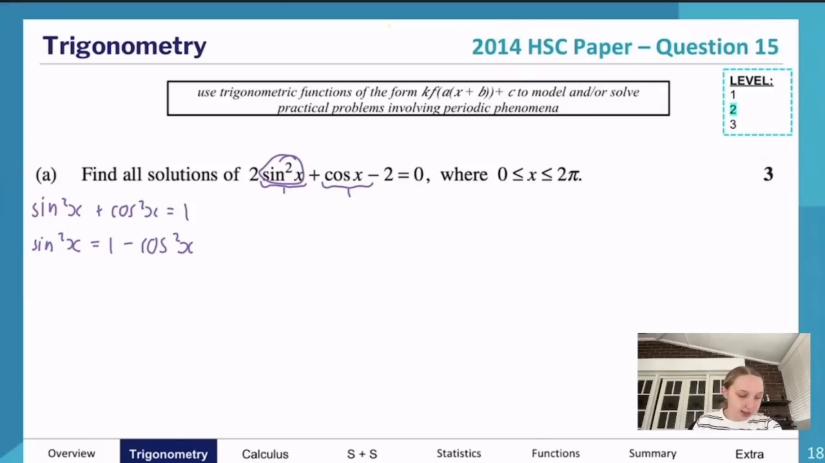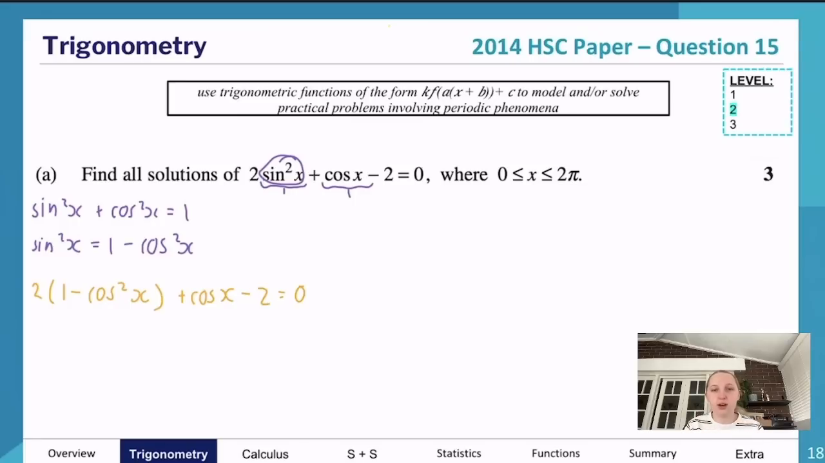Then we can say that the equation is equal to 2 times (1 minus cos squared x) plus cos x minus... sorry, not cos squared x, just cos x. I got a bit carried away. Oh, I just wrote it wrong too. I'm not doing so great on this question so far. Cos x minus 2 is equal to 0. And now all of a sudden we've got our variables in terms of one another.